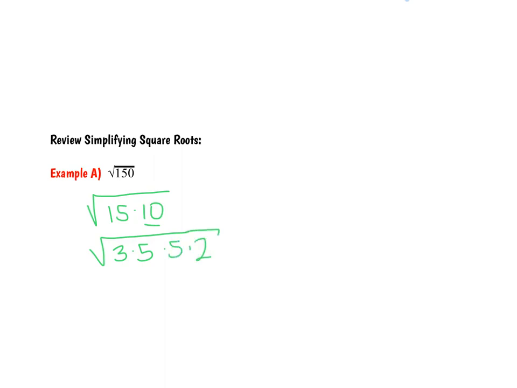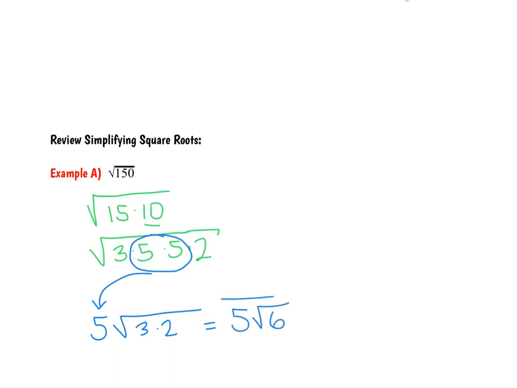If you remember, you have to circle the pairs. The pair that we have is just 5 times 5, and it comes out as a single 5. It comes out of the square root. Then we have 3 times 2. Then we simplify that all the way, so we get 5 square root of 6. Okay, so that is simplifying square roots.